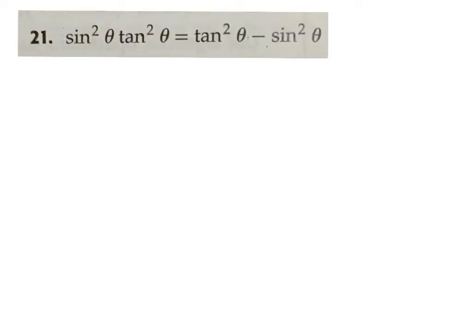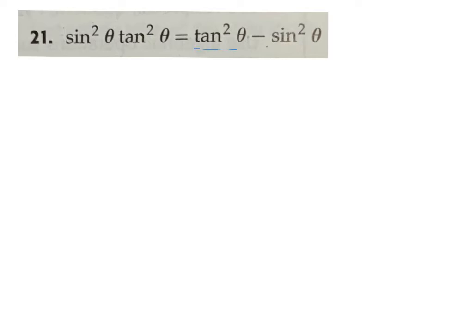Number 21, we have sine squared times tangent squared equals tangent squared minus sine squared. I don't know that one is any simpler than the other, so I think you're really going to have to simplify one. I mean, I don't know that one's any simpler than the other, I guess is what I'm saying. So take one side and try to simplify it, really.